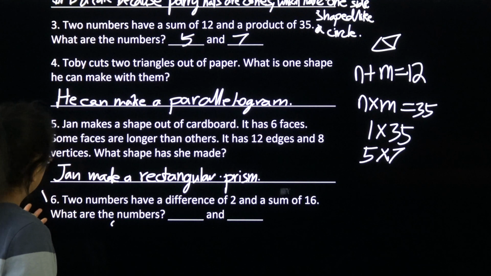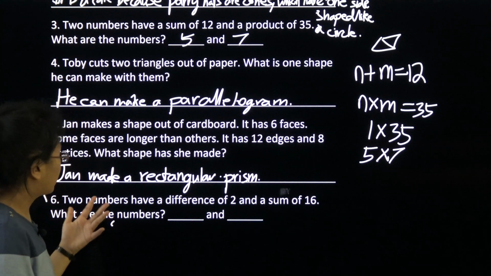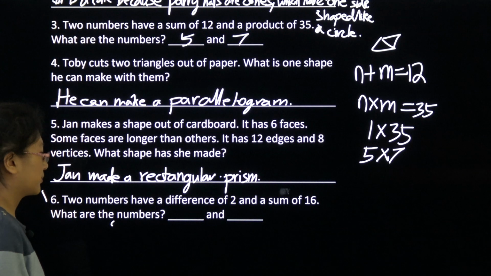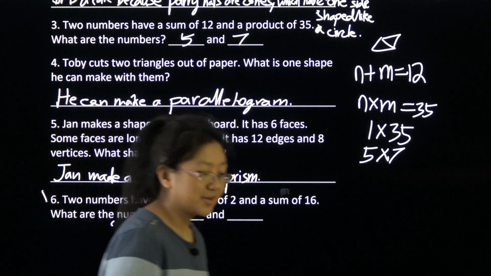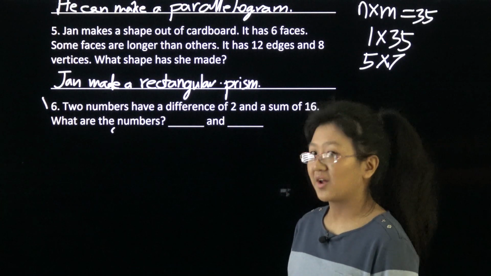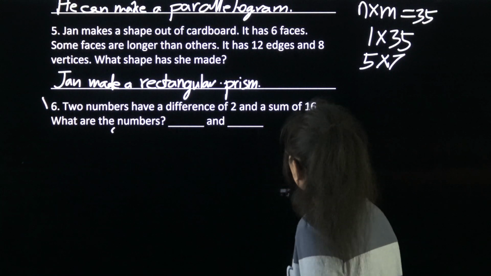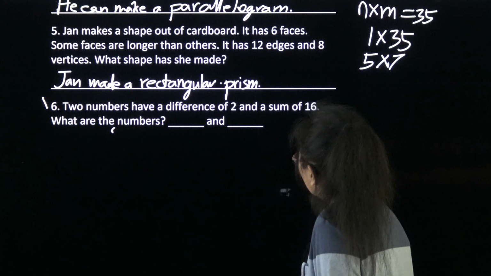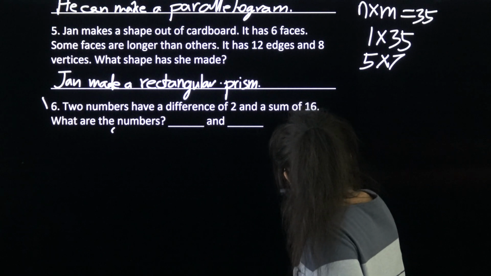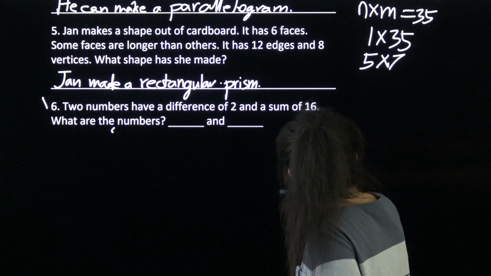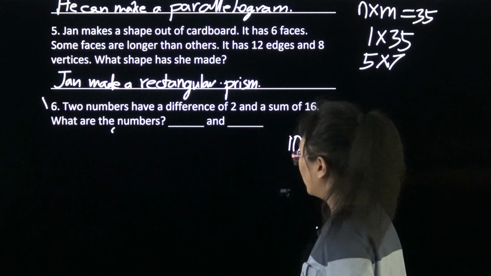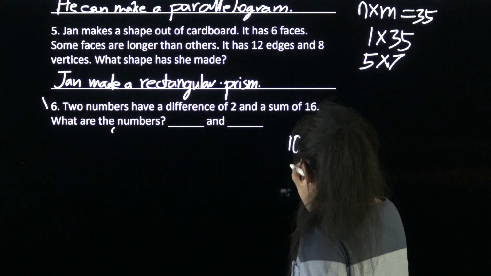Question number 6. Two numbers have a difference of 2 and a sum of 16. What are the numbers? There are many numbers with a difference of 2. 3 minus 1 is 2, but 3 plus 1 is not 16. So first we think, what are some numbers that equal 16? 10 plus 6 equals 16, and 10 minus 6 equals 4. Oh, wow, we're close.